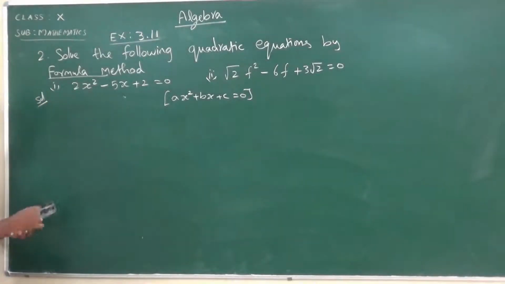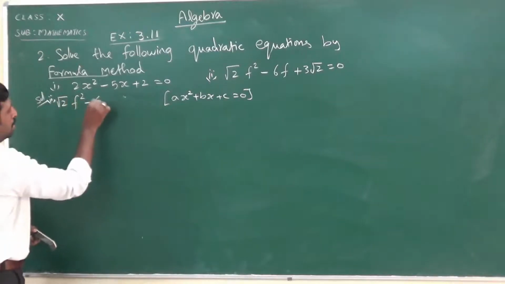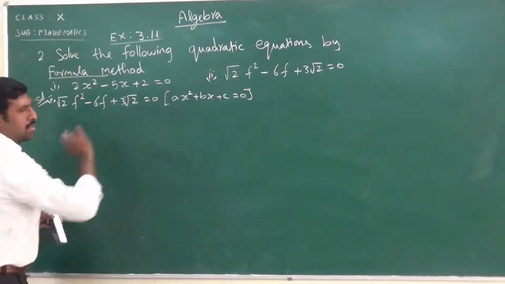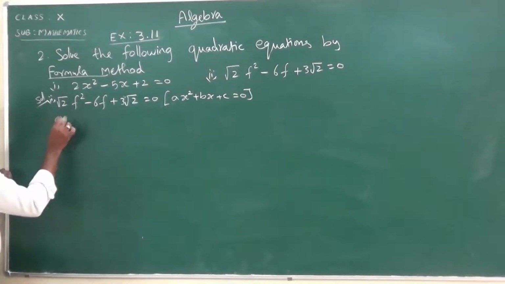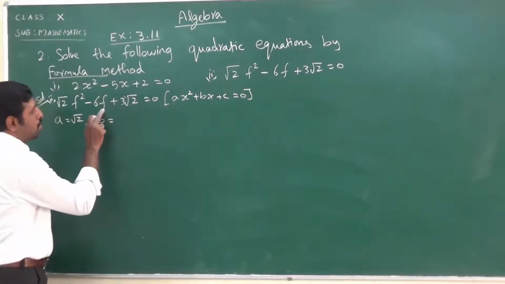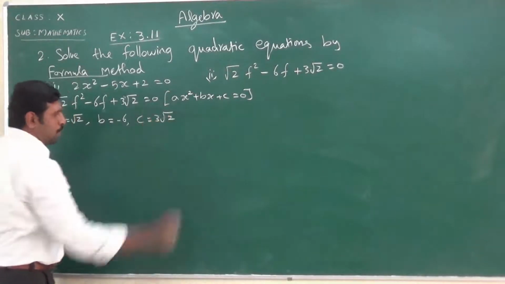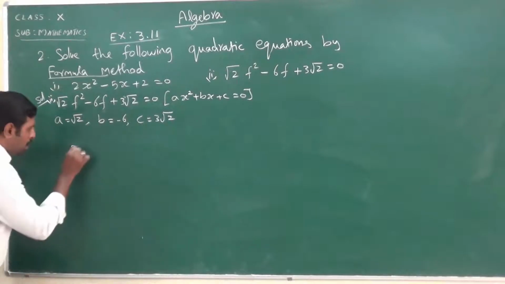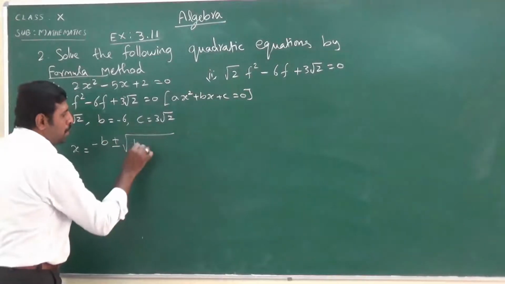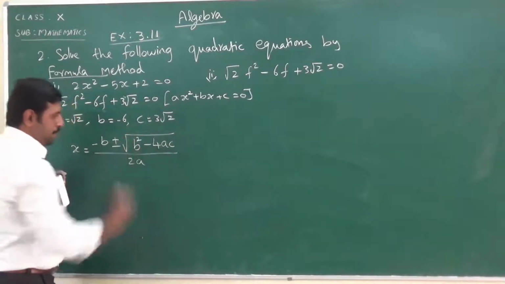So I take the second Roman number here. Roman number 2 is root 2 into f square minus 6f plus 3 root 2 equal to 0. Now compare this with a, b, c. The coefficient of f square, a, is root 2. And then b is equal to the coefficient of f, which is minus 6. And then c, the constant term, is equal to 3 root 2. By the formula method, we know the formula, that is x is equal to minus b plus or minus root of b square minus 4ac, whole divided by 2a.